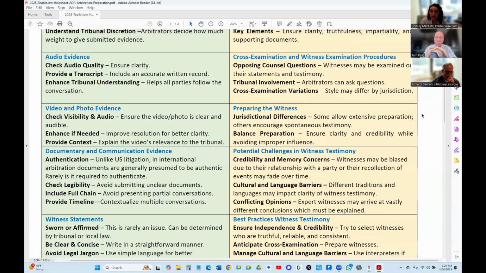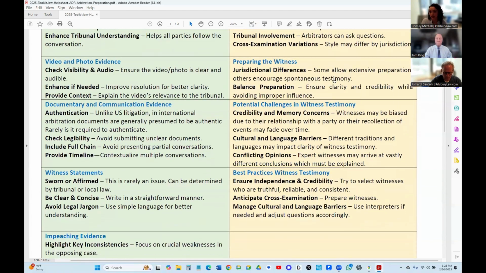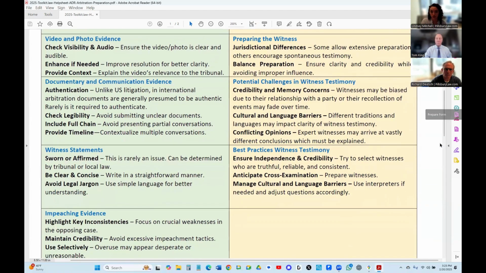And it depends, again, it's going to be up to the tribunal itself often to figure out the approach to how witnesses are treated during the hearing itself. So for instance, under the ICC and LCIA rules, those are two arbitration institutions, tribunals have broad discretion to manage witness examination. So that's going to play a critical role in how witnesses are treated during the hearing.